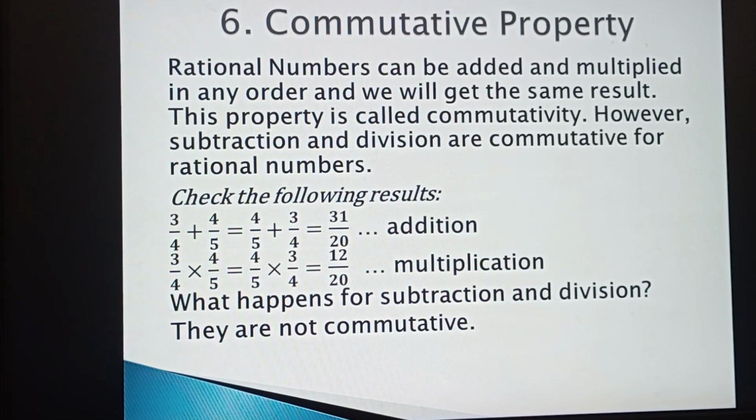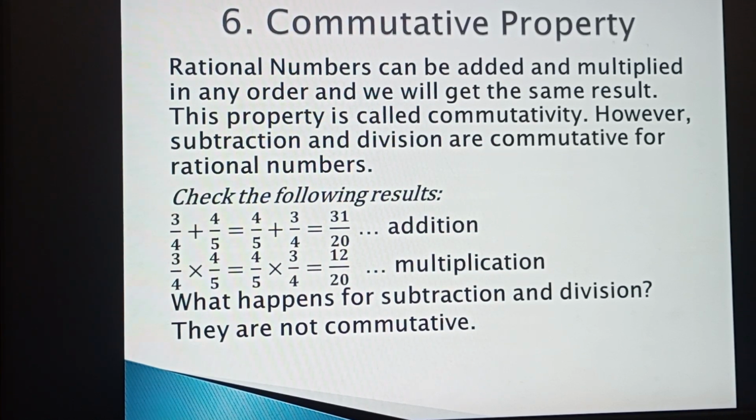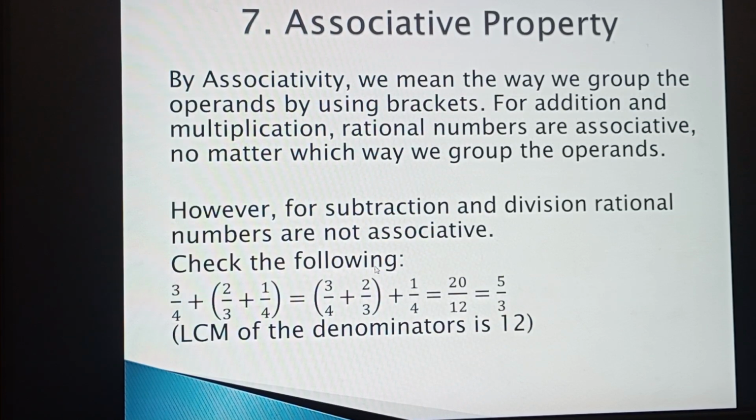Commutative property means that the rational numbers can be added and multiplied in any order, and we will get the same result. This property is called commutativity. However, subtraction and division are not commutative for rational numbers.